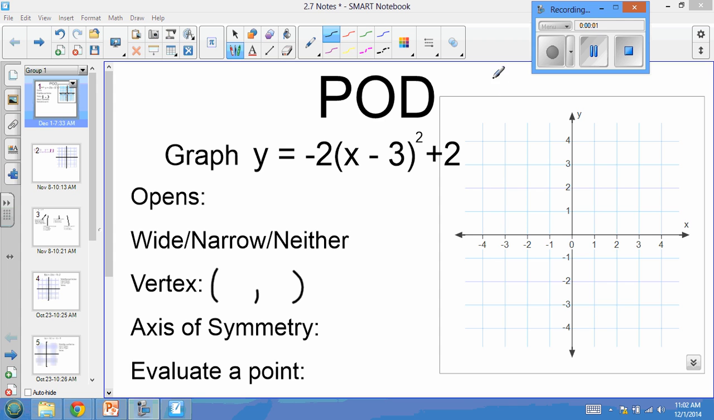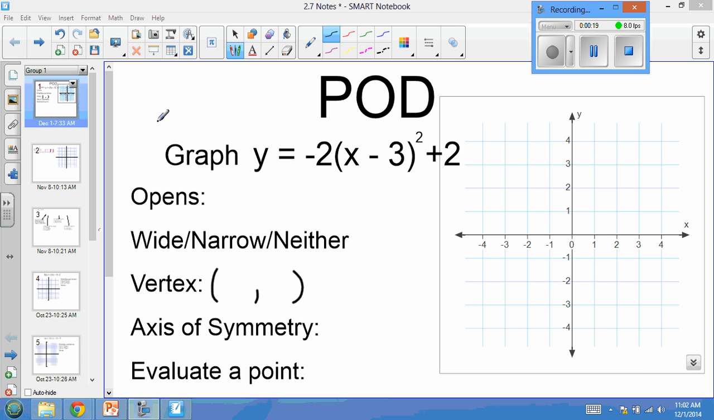Okay, first thing that I want you to do is look at the POD. Since I am not in here to go over the POD with you, I'm just going to have you do it just following along. So you don't even have to write it down on the POD paper. Okay, so the first problem that we have is graphing, and this is our vertex form.